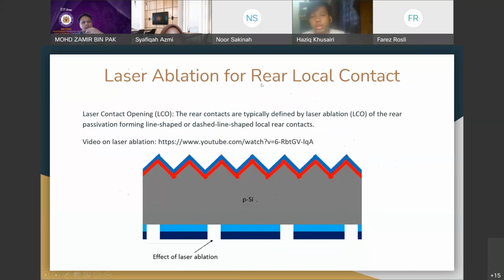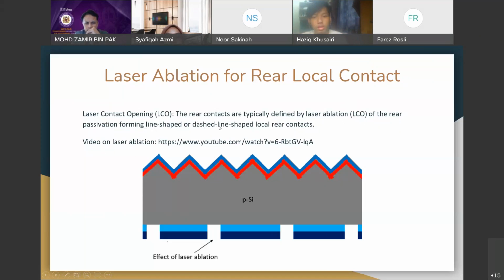Laser ablation for real local contact. This part I need to make a quick disclaimer. This is purely my imagination. I'm sorry if I misinterpreted how laser ablation occurs on the real local contact. Usually when you search for laser ablation on the internet, it always refers to LCO, laser contact opening. So they are basically the same thing.